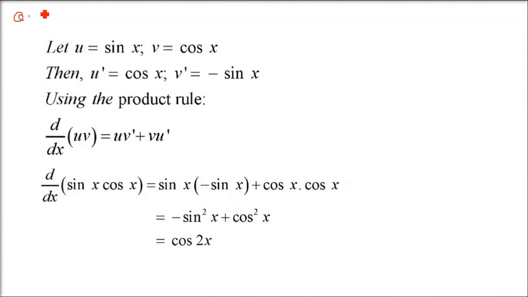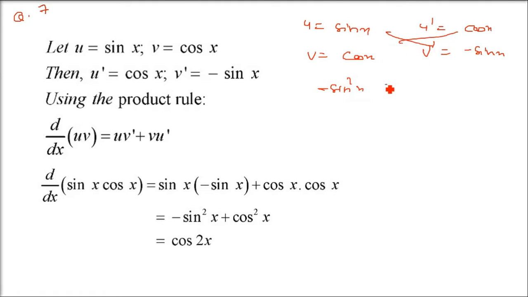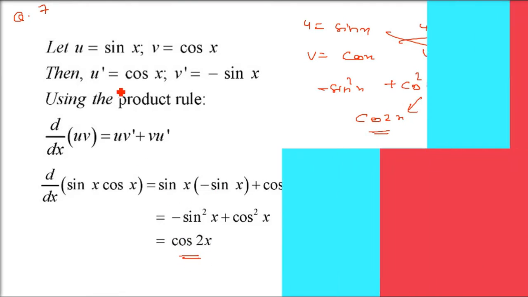So coming to the next one, question number 7. Now let us do it properly. u is sin x, v is cos x, u dash is cos x, v dash is minus sin x. So let us just multiply across. sin x times minus sin x is minus sin square x, cos x times cos x is cos square x, and cos square x minus sin square x is cos 2x. This is a direct formula. Cos square theta minus sin square theta is cos 2 theta.